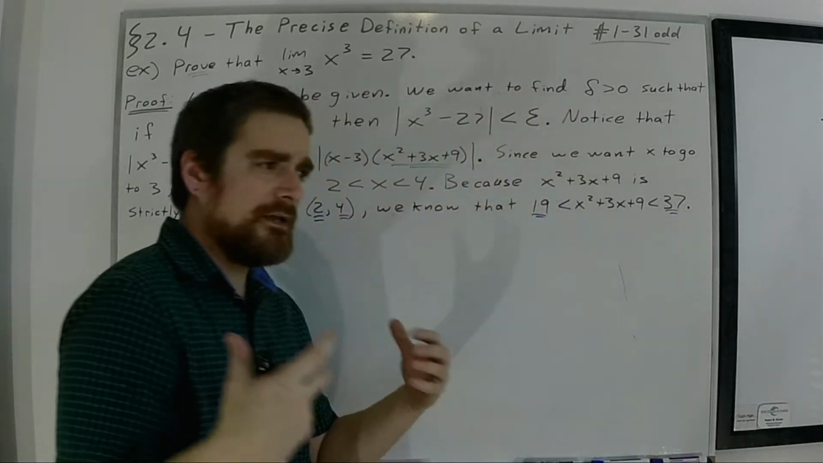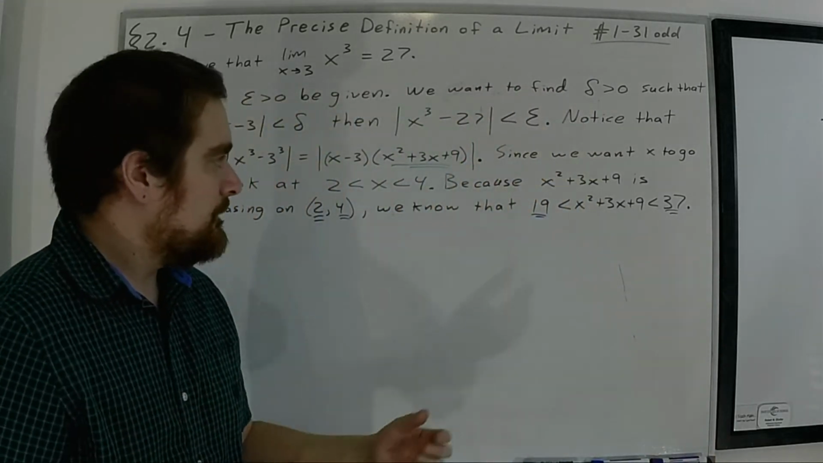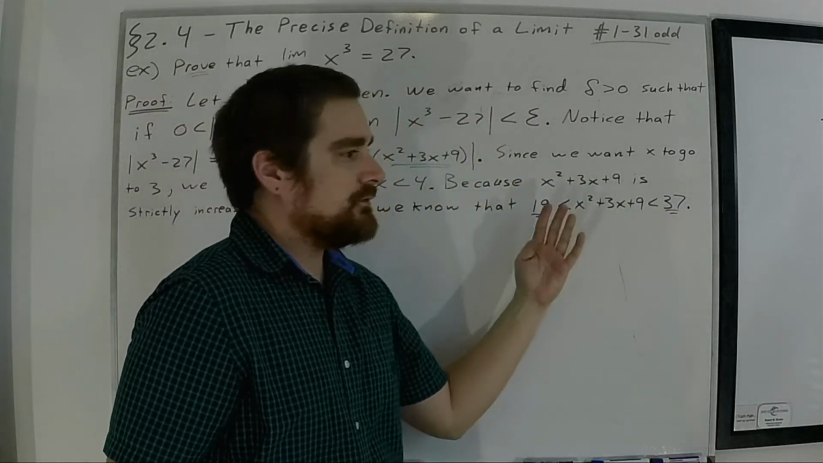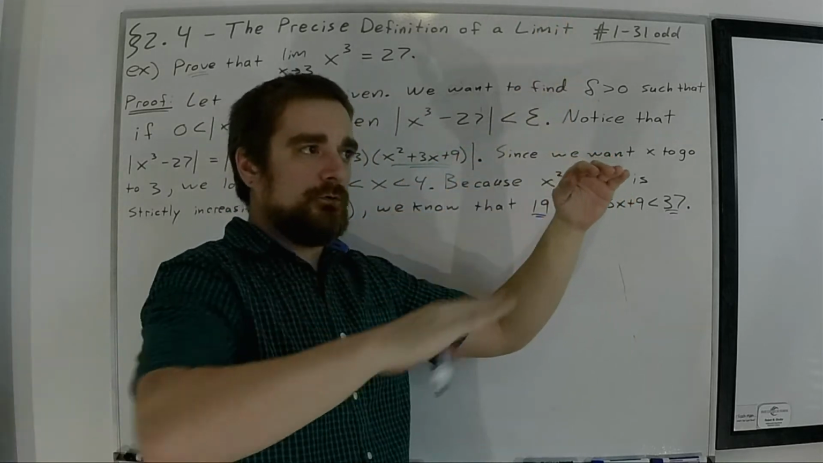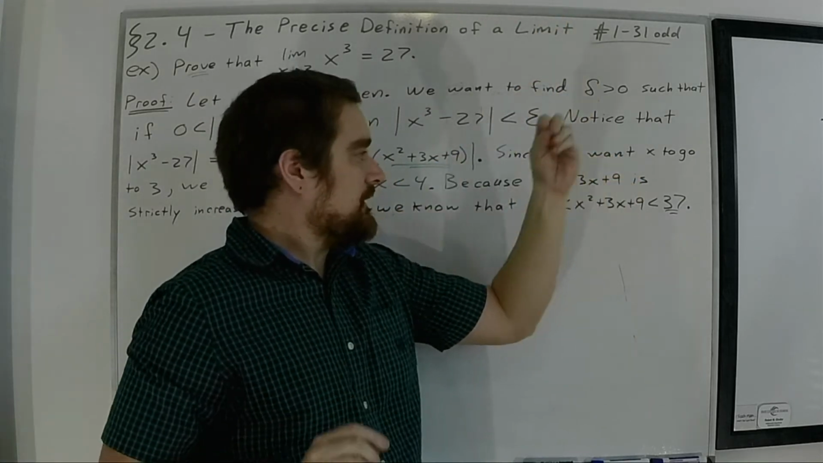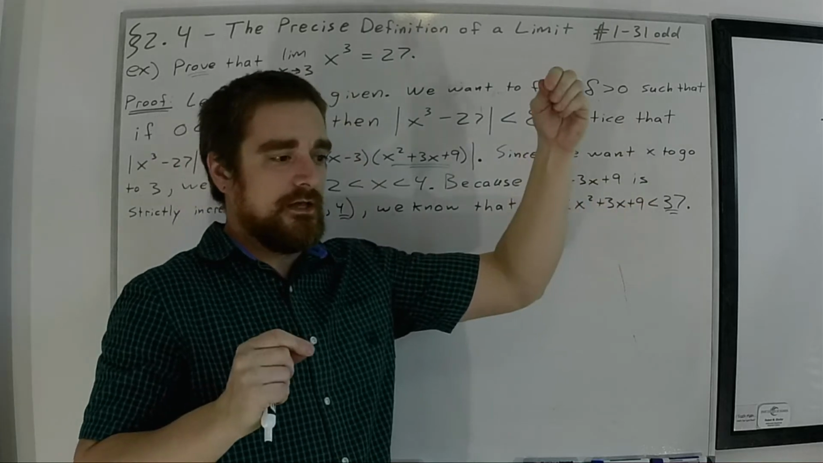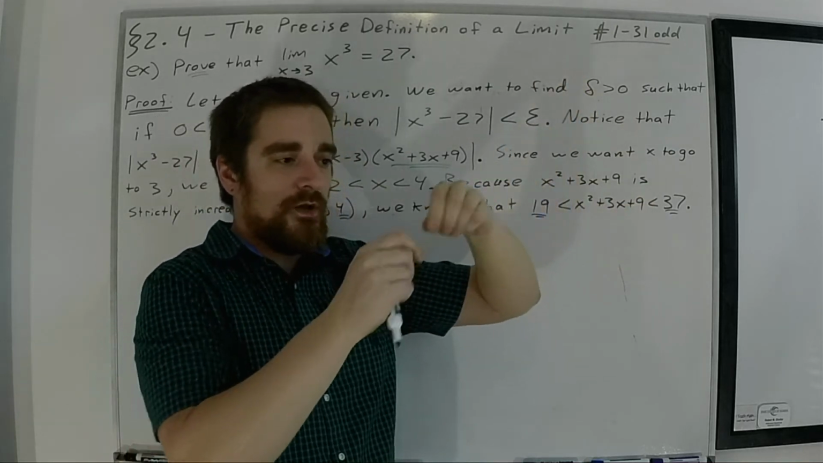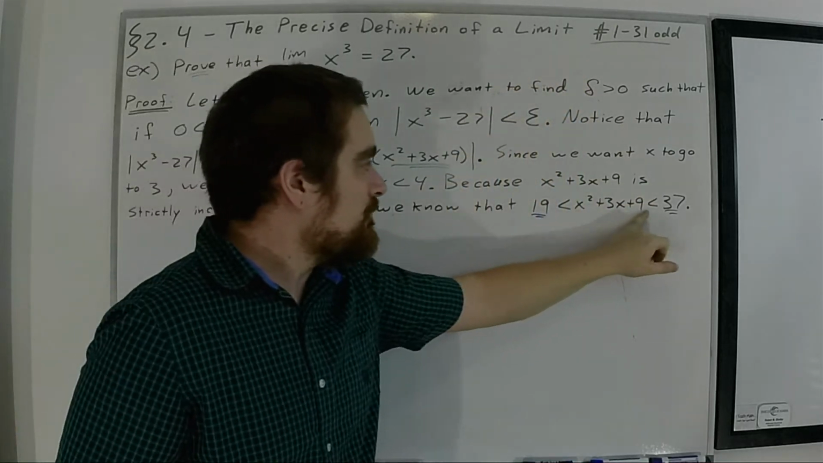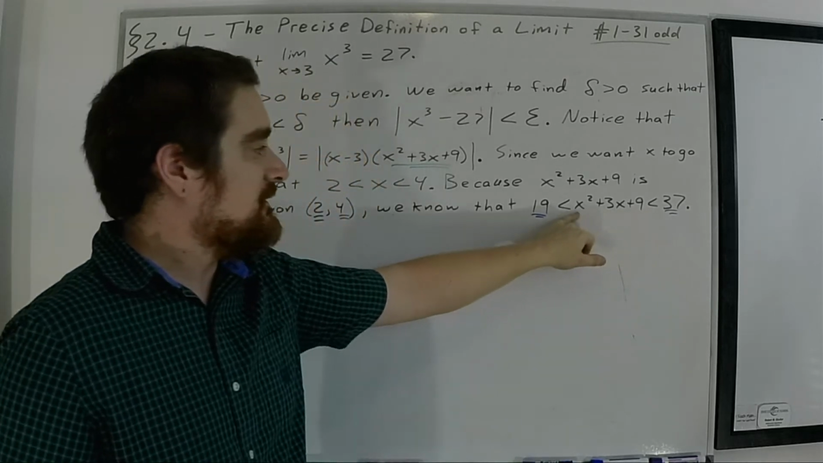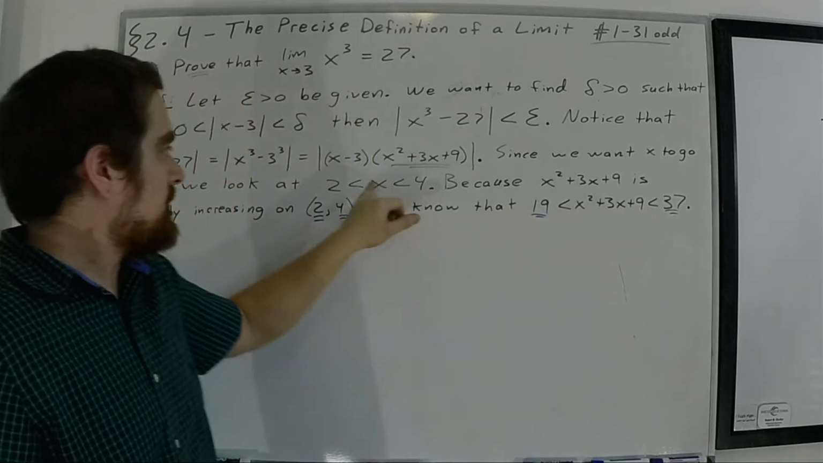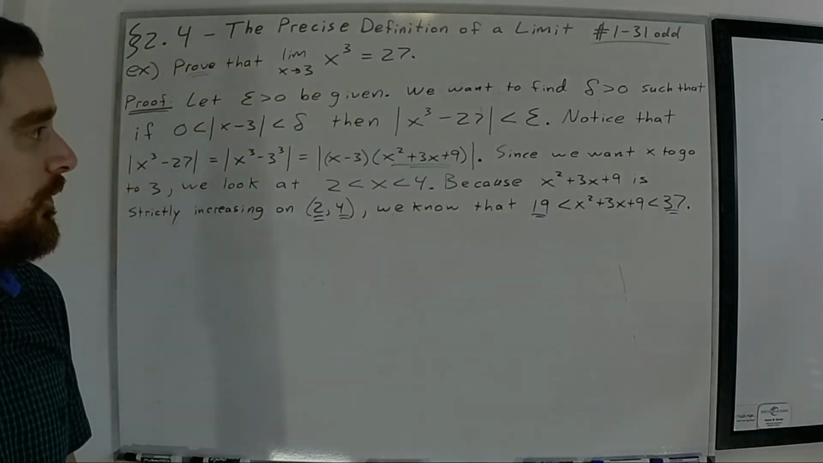Now again, I'm concerned with 3, so it's going to be somewhere between those two values. This is a strictly increasing function. When x is 2, I get 19. When x is 4, I get 37. So I know my function values will always stay somewhere in between there, because x is staying somewhere between 2 and 4.